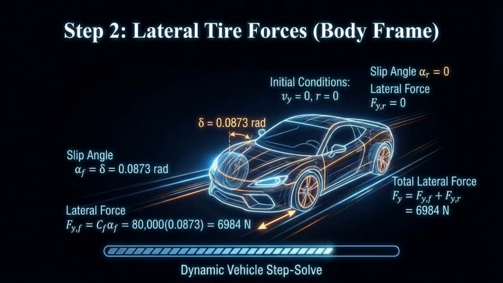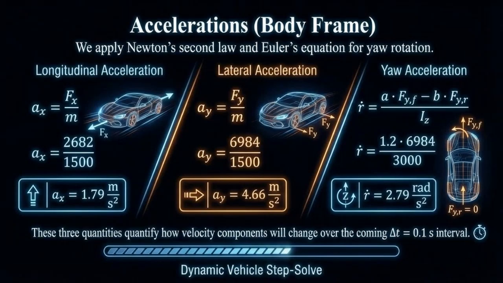6,984 newtons, while the rear lateral force remains 0. Adding front and rear contributions, the total lateral force equals 6,984 newtons, acting at the front axle. This lateral force initiates the vehicle's sideways motion and starts the turning response. We now compute the vehicle accelerations using Newton's laws.